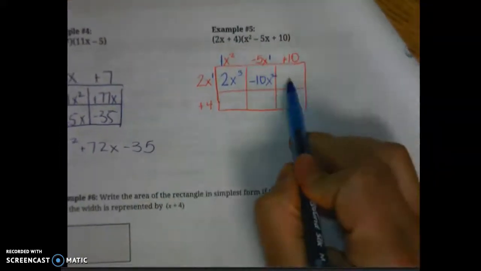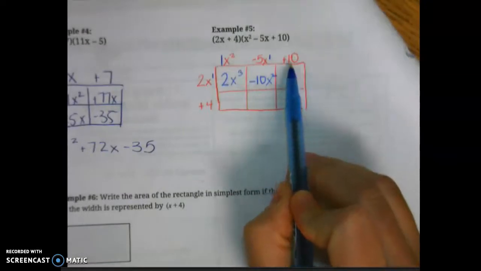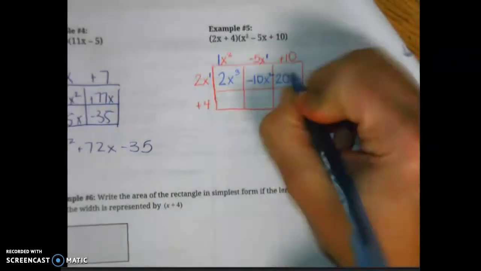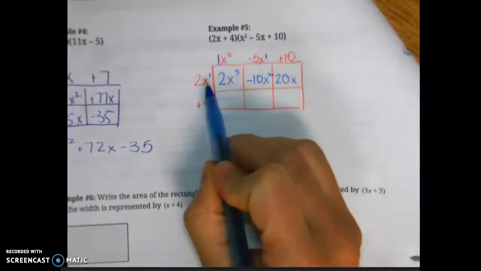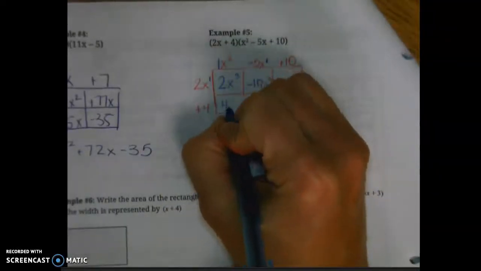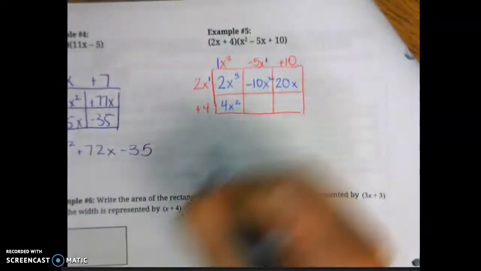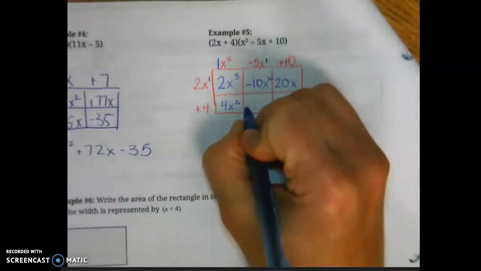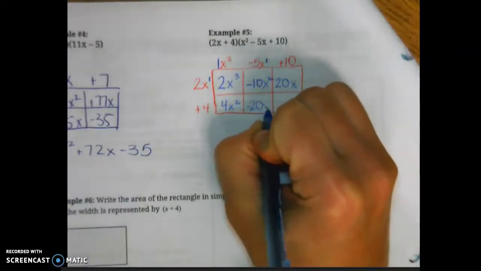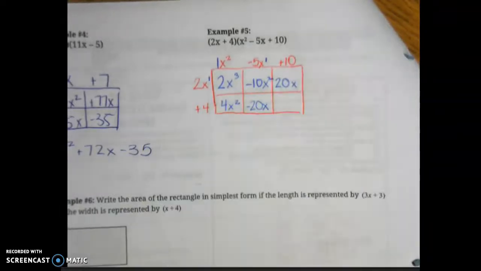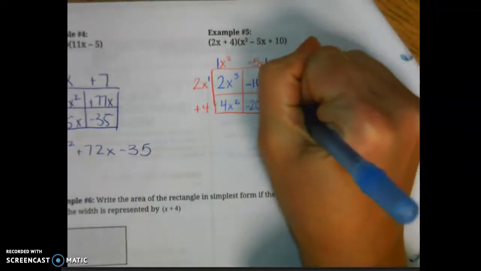Now this box, I'm going to be multiplying 10 times 2x. So 10 times 2 is 20. And bring over the x. There's no variable here, so we're just going to leave the exponent as 1. All right, for this box, I'll do 4 times x squared. So that's 4x squared. In this box, I'm doing 4 times a negative 5x. So that's negative 20x. And in this last box, I'm doing a positive 4 times a positive 10, which is plus 40.